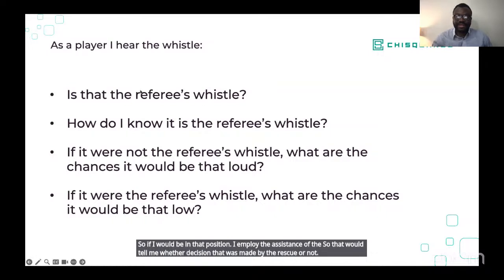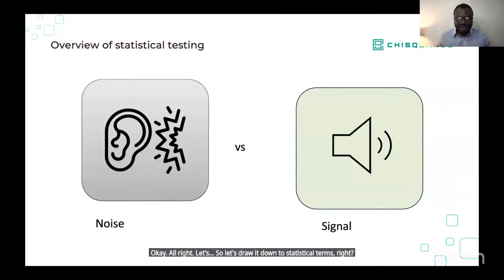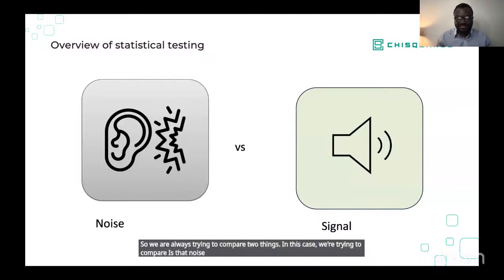Okay, all right. Let's draw it down to statistical terms. So we are always trying to compare two things. In this case, we're trying to compare: is that noise or is that a signal?